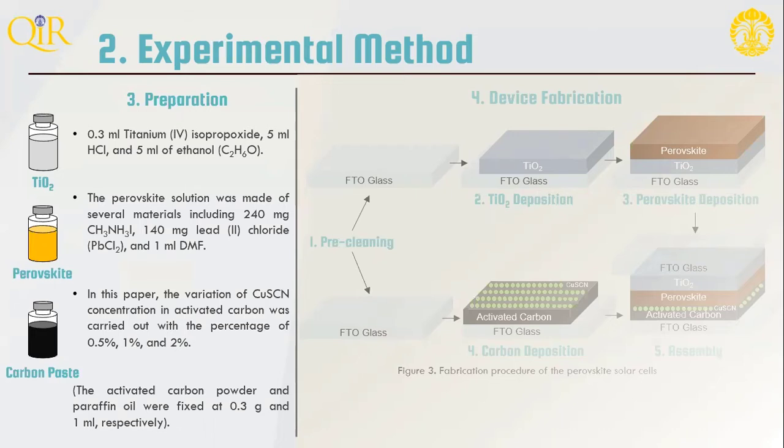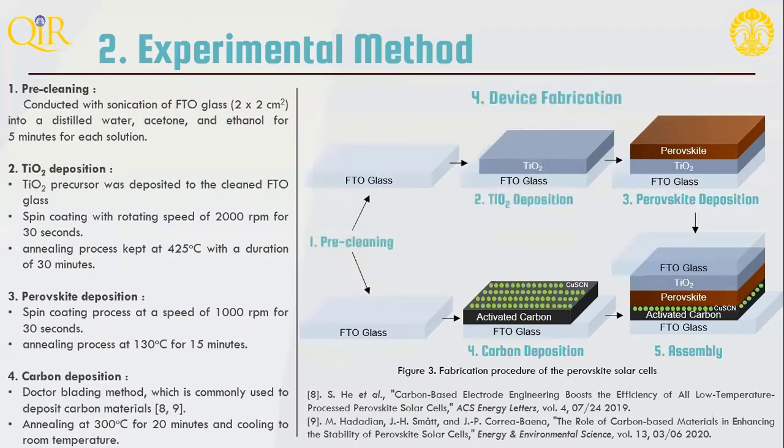In this paper, the variation of CuSCN concentration in activated carbon was carried out with the percentages of 0.5%, 1%, and 2%. Basically, the activated carbon powder and the paraffin oil were fixed at 0.3 gram and 1 milliliter respectively. The next one is device fabrication.